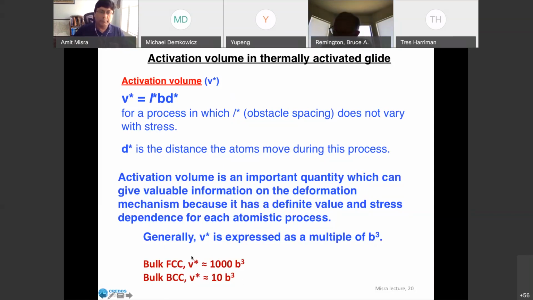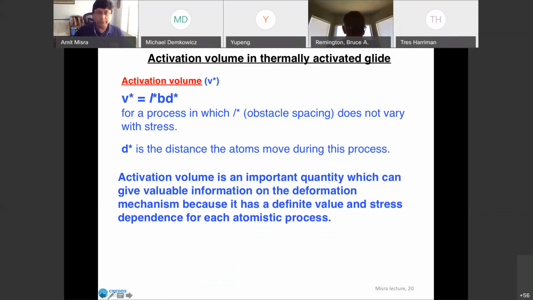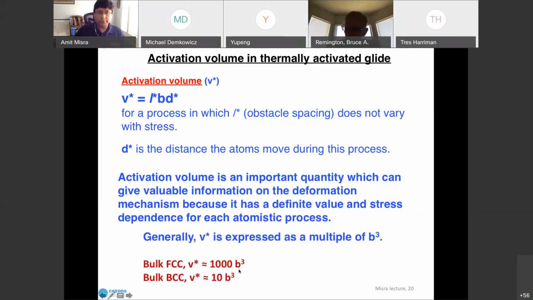Now, generally for bulk FCC metals that are large grain single crystals or large grain polycrystals, the activation volume is very large. It's about 1,000 B cube, which shows that the barriers are not the lattice resistance barriers. They are the barriers that come from creating dislocation cell structures, the dislocation forest, and the more long range type barriers. Whereas for BCC metals, generally it is a very small activation volume, which means that the critical barrier here is the lattice friction stress.